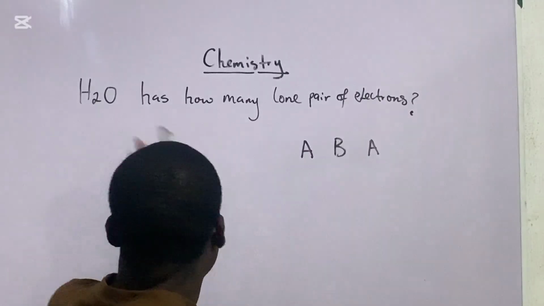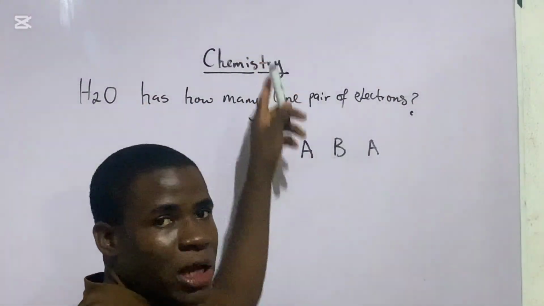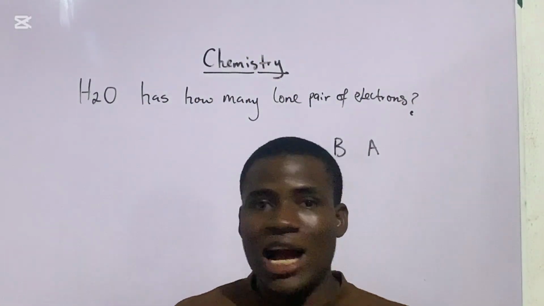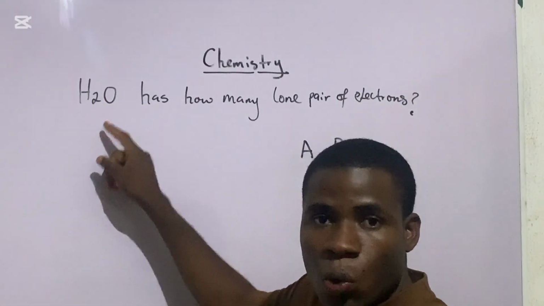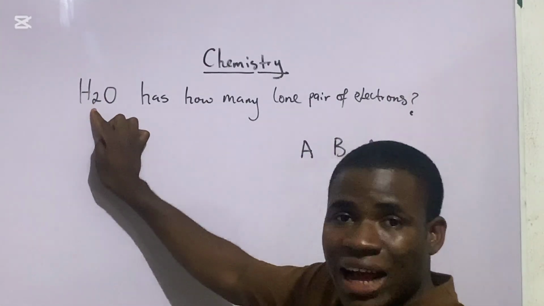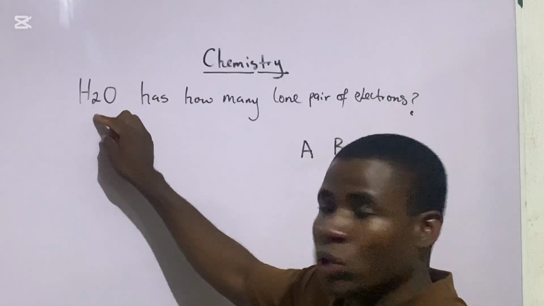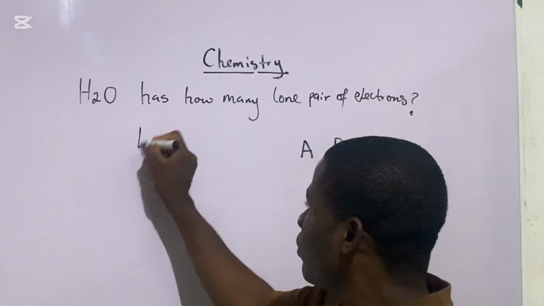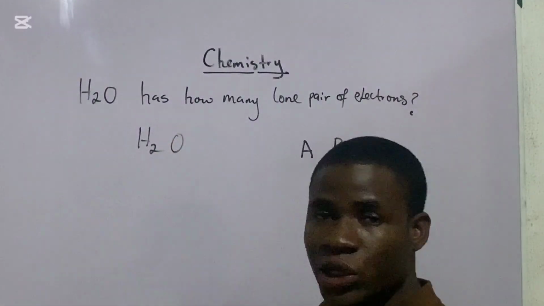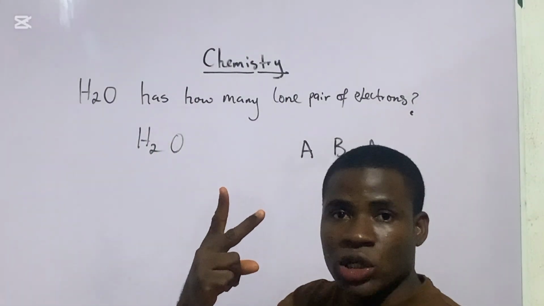Now I will explain. They ask me, water has how many lone pairs? I will tell you how to solve this question. Go to that molecule, this water. Calculate the total valence electrons in one molecule of water. So I have H2O. How many hydrogen do I have here? I have two hydrogen.